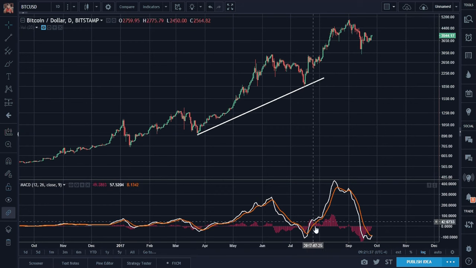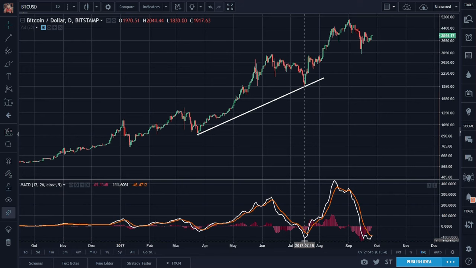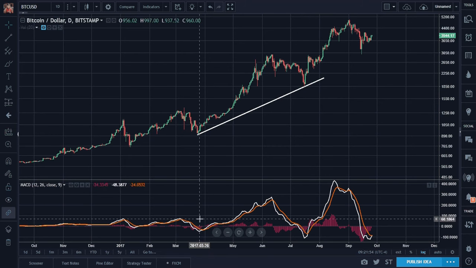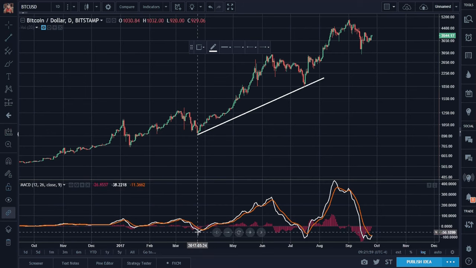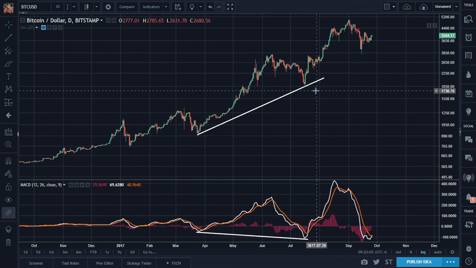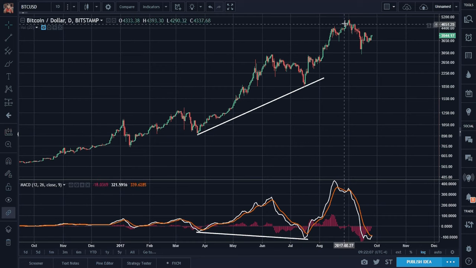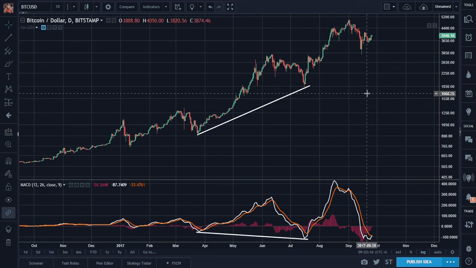So let's look at the MACD. Low here and a lower low. Price, we have a low and a higher low. On the MACD, we have a low and a lower low. That is bullish. That is called a bullish divergence. And sure enough, prices rose to higher highs. Beautifully executed.